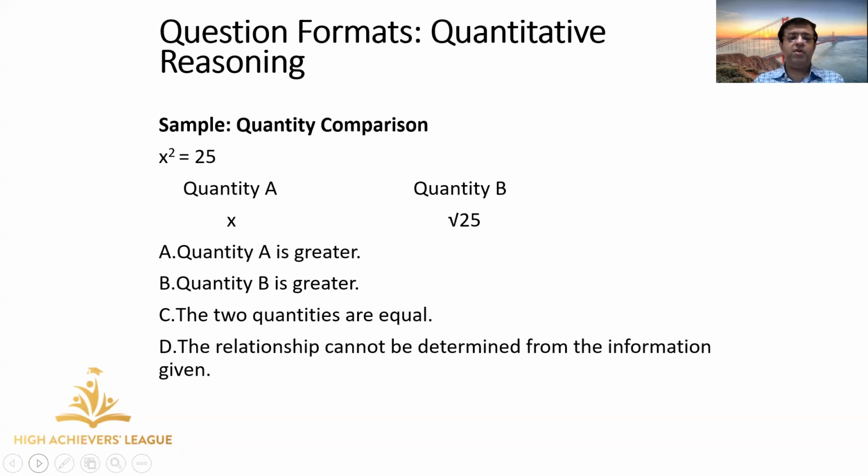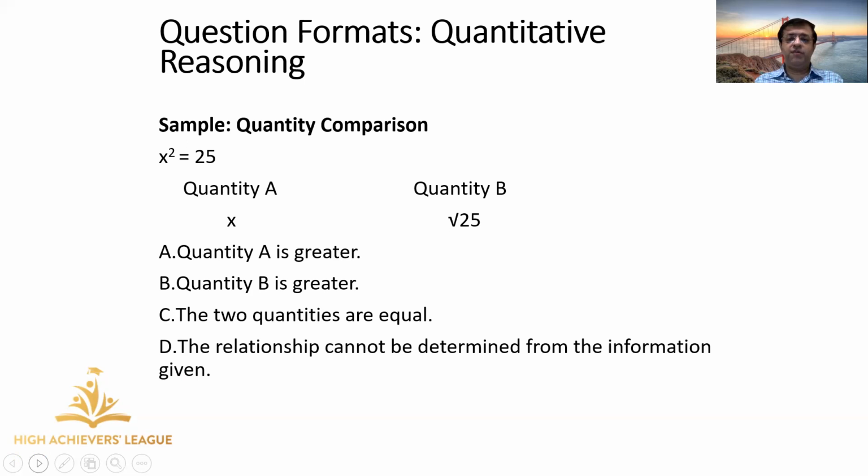So here we are given x squared equals 25. Quantity A is x and quantity B is the square root of 25. The reason we have given this sample to you is that sometimes a question that may seem easy may actually not be that easy. There may be a trick involved, like in this question.